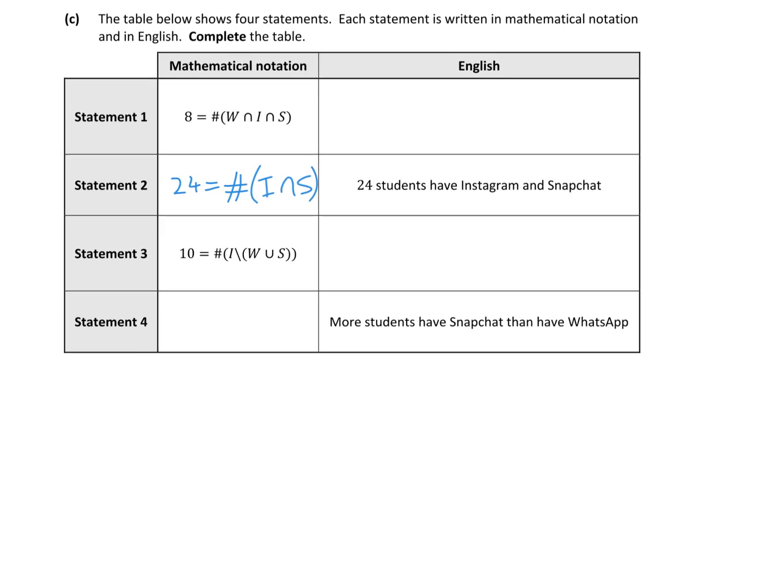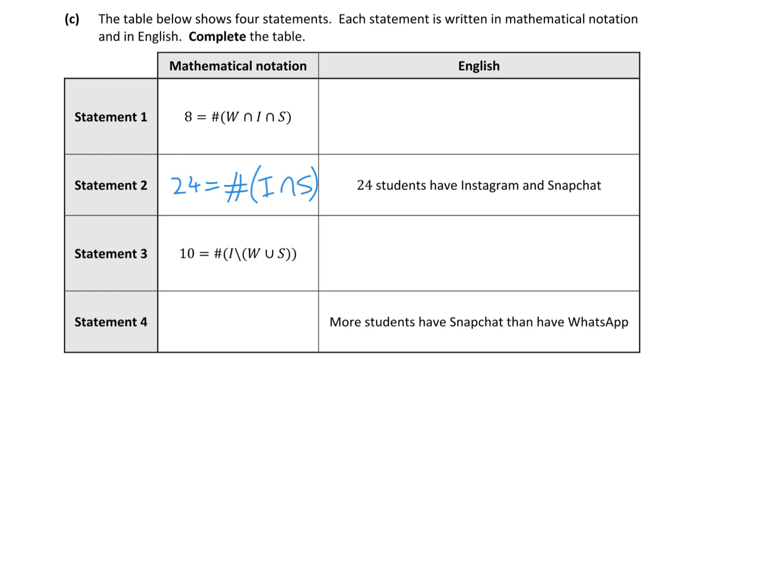Next one. So the next one is 10 is the cardinal number of this set here. All right. So whatever this is, we've got to figure it out. We start off with I, we take away W union S. So W union S is a set that has all of W and all of S in it. So they would be the people who have WhatsApp, Snapchat, both of them, one of them, whatever. So if we start off with Instagram, we take away this stuff. We're left with the people who have only Instagram. We're taking away the people who have WhatsApp or Snapchat or both, right? So 10 people have only Instagram is what I'd say. It's the Instagram, take away the other two.